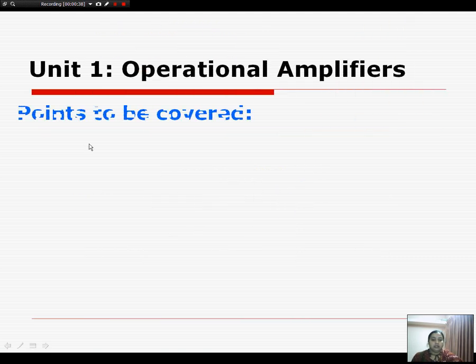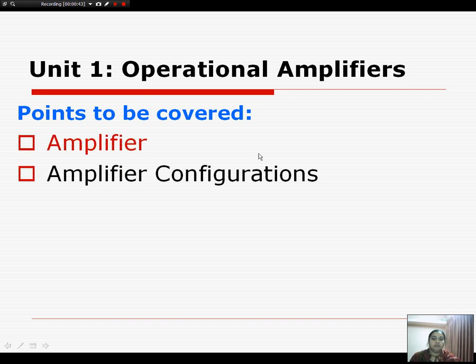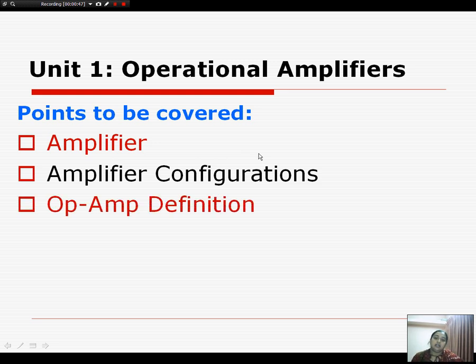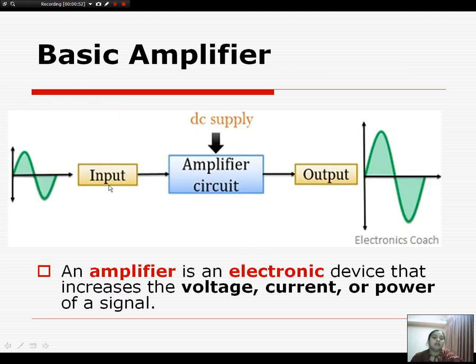Now, in this video, I am going to discuss about amplifier, basic amplifier, amplifier configuration and definition of op-amp and its related information. Now, let us start with basic amplifier. So, what is an amplifier?